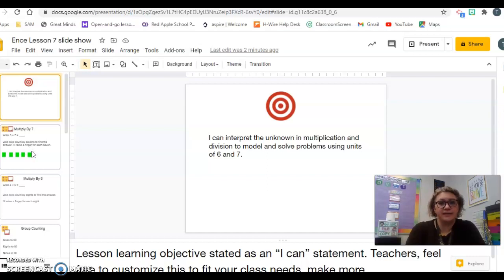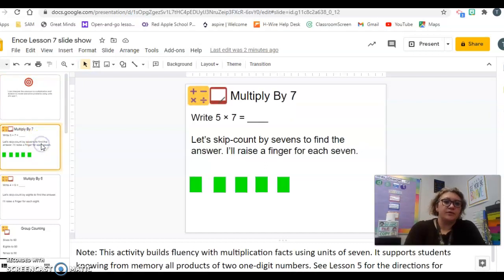So multiply by 7. So 5 times 7. Let's skip count by 7s to find the answer. I'll raise a finger for each 7. Count with me. So we have 0, 7, 14, 21, 28, 35. So the answer to 5 times 7 is 35.